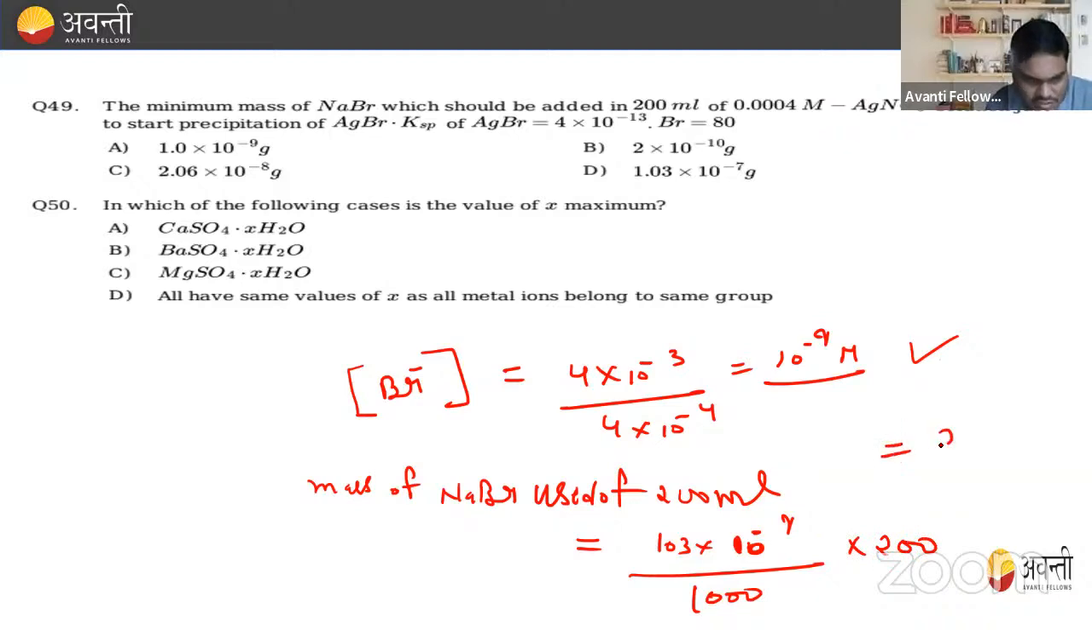So what is the correct answer for this question, beta? 2.06 into 10 to the power minus 8 gram. Right? So this is the mass required. So this question is totally based upon Ksp and the normal calculation, right? So I hope this is clear to everyone. No one having any kind of doubt in this question. Shall we proceed to the next question, beta?